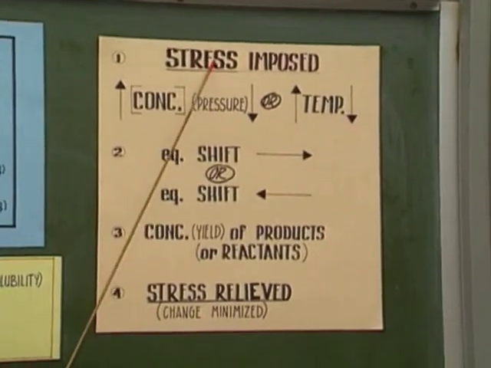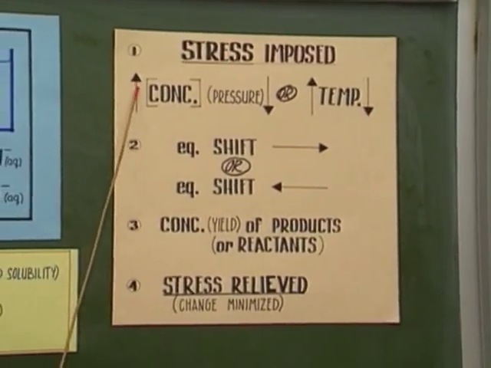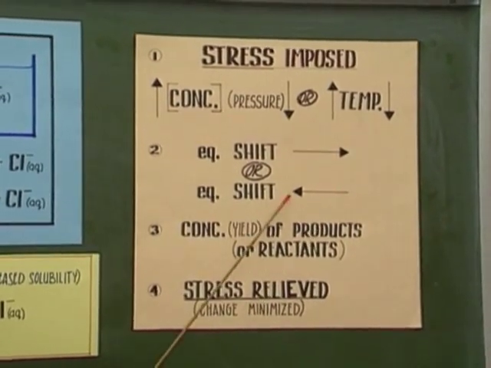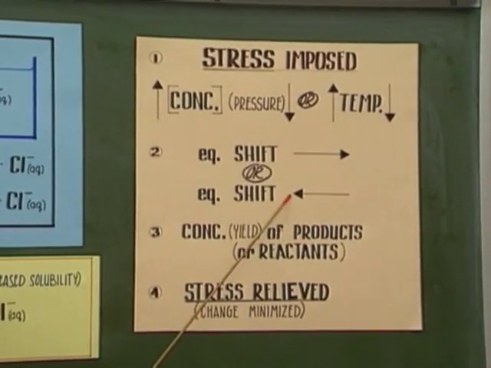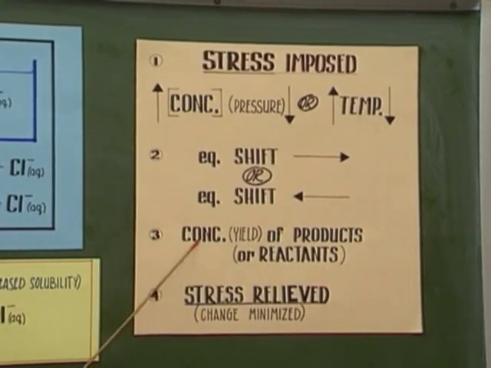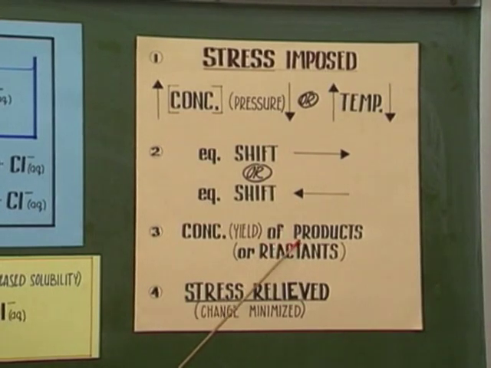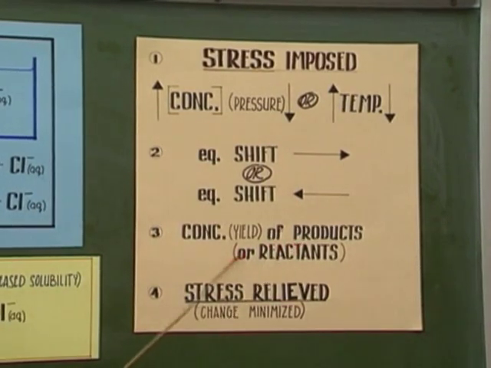The stress in this case is an increased concentration of the chloride ions, causing the equilibrium to shift to the left, and thereby the solubility is greatly reduced. And the concentrations of the sodium and chloride ions will be greatly reduced at the newly established equilibrium, and in this way the stress will be relieved.